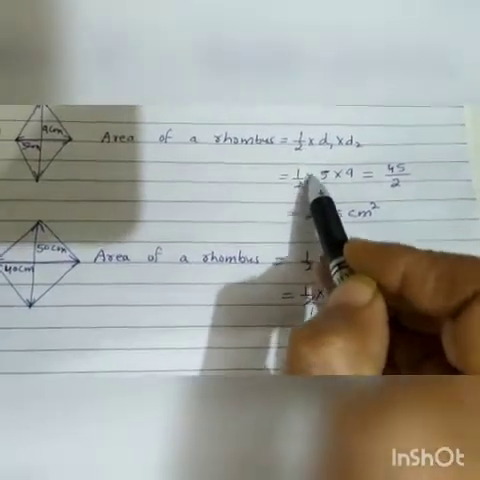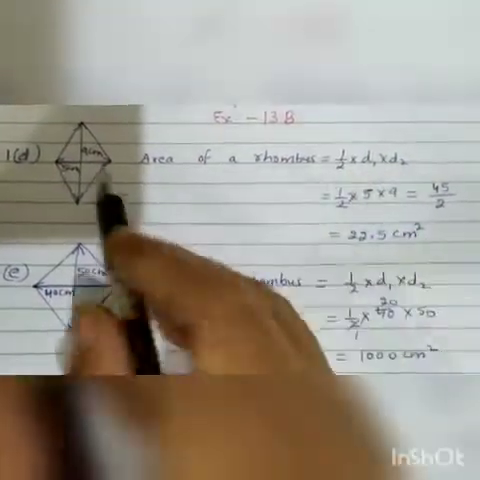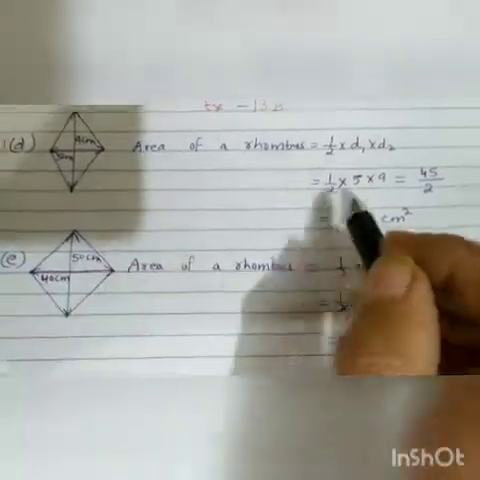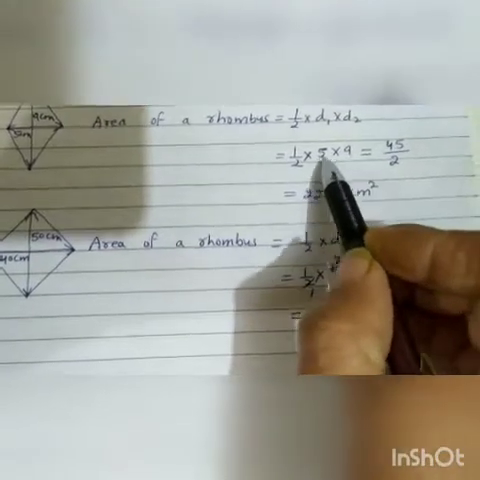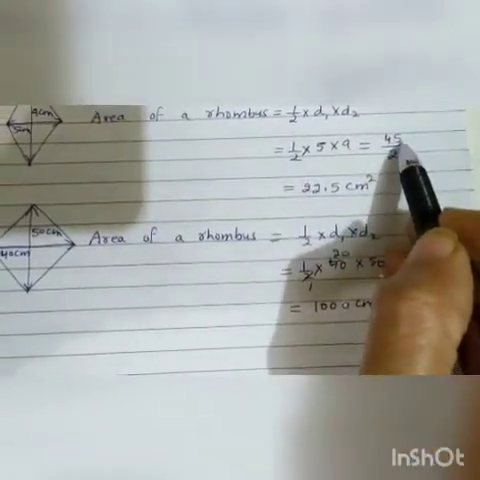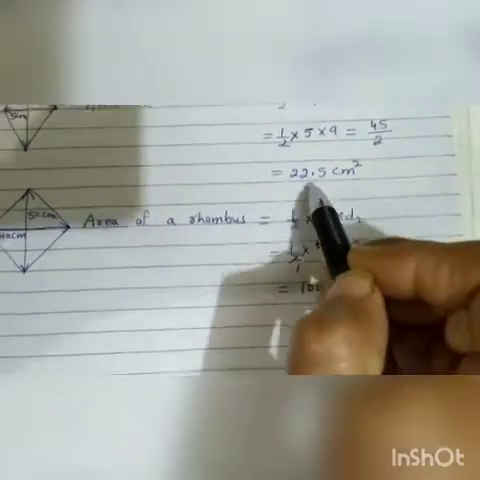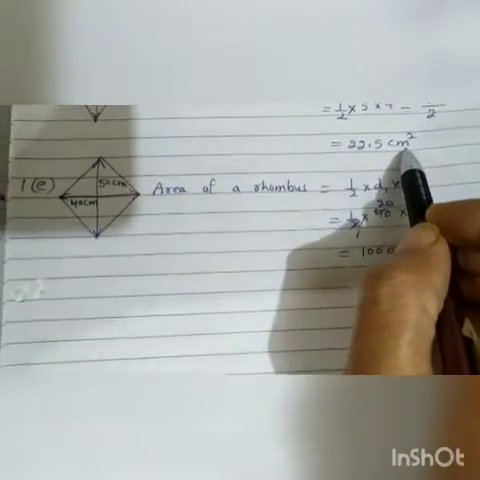Area of rhombus is equal to 1 upon 2 into D1 into D2. Then 1 upon 2 into D1, which is 5 centimeter, the first diagonal. D2 is 9 centimeter, the second diagonal. So 1 upon 2 into 5 into 9. Now 5 nines are 45 upon 2. When we divide 45 by 2, we get 22.5 square centimeter.